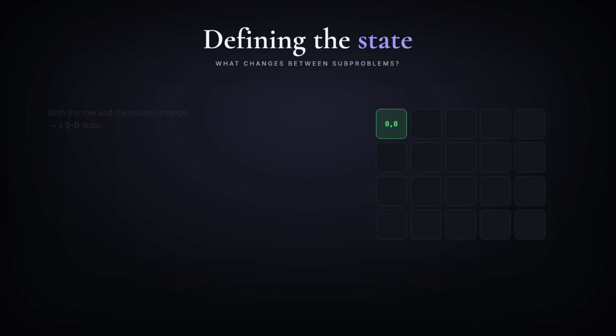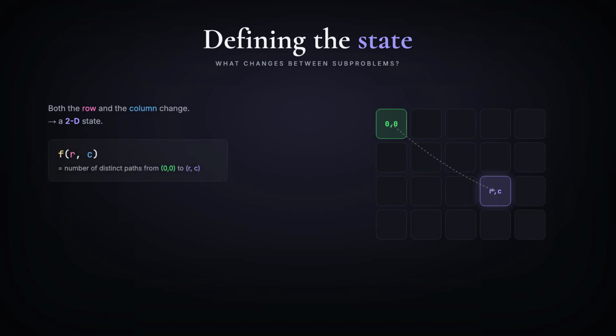Ask the key question: what changes between subproblems? Both the row and the column change. So our state is two-dimensional. Define f of r,c as the number of distinct paths from the start to cell r,c. The answer we want is f of m-1, n-1.